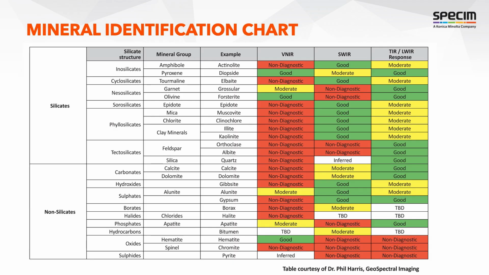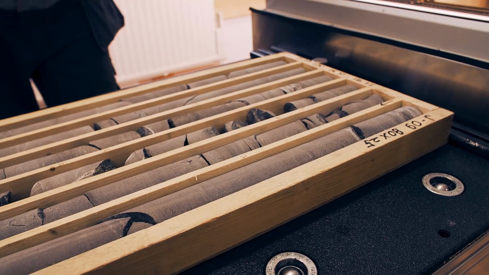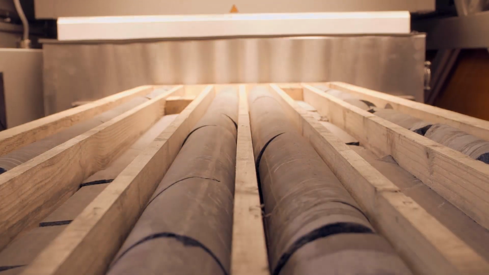Here you can see this chart, which has been provided by Dr. Phil Harris from Geospectral Imaging. It shows that for different minerals, different spectral ranges, VNIR, SWIR, and thermal infrared, are very suitable to really sort the different types of minerals and ores. And as you can see, SWIR is a good spectral region for many of them. It is almost, I would say, the mandatory spectral camera you need to have for geological applications.